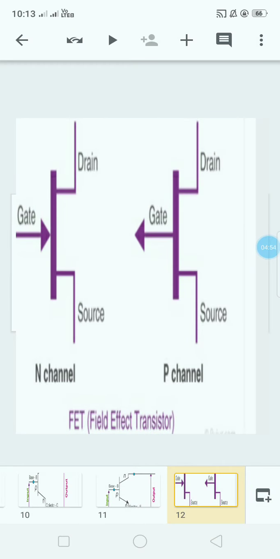Now the next transistor is field effect transistor, that is FET. For FET, the three terminals are gate, source and drain. The voltage at the gate terminal can control a current between a source and drain. FET is a unipolar transistor in which N-channel FET or P-channel FET are used for conduction. The main applications of FETs are in low noise amplifier, buffer amplifier and an analog switch.